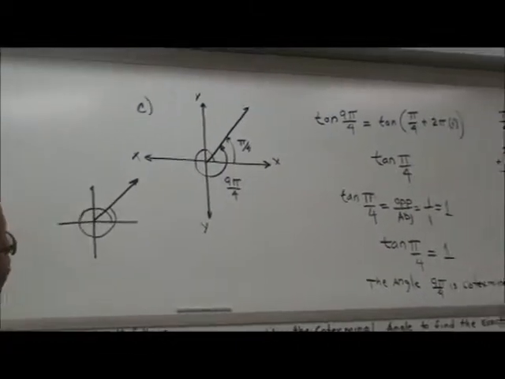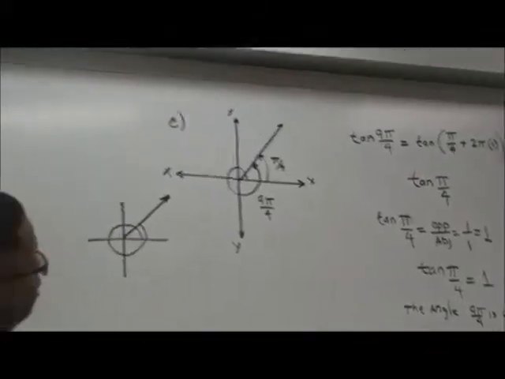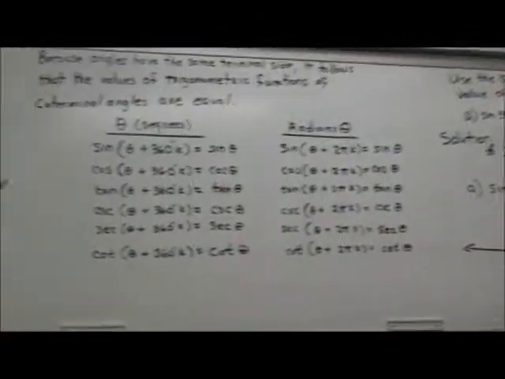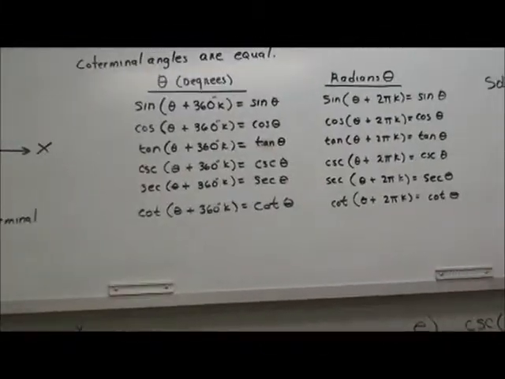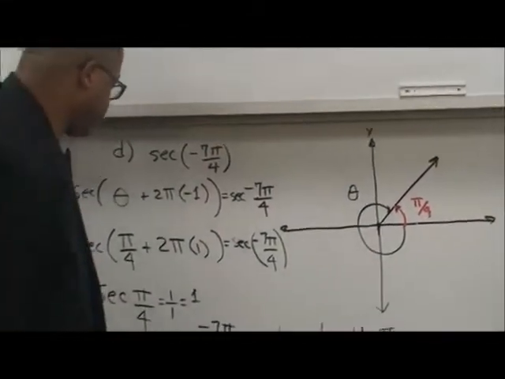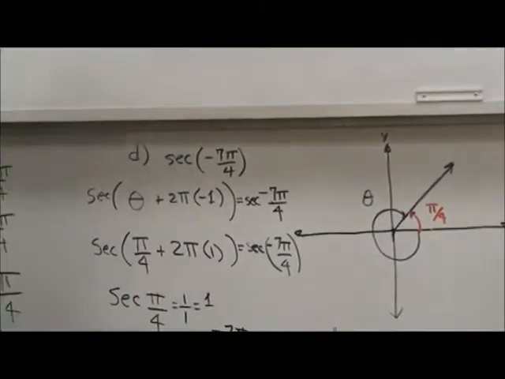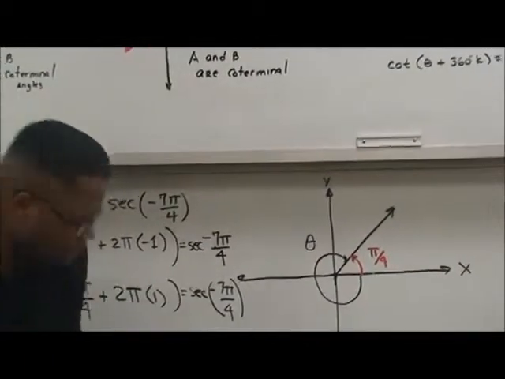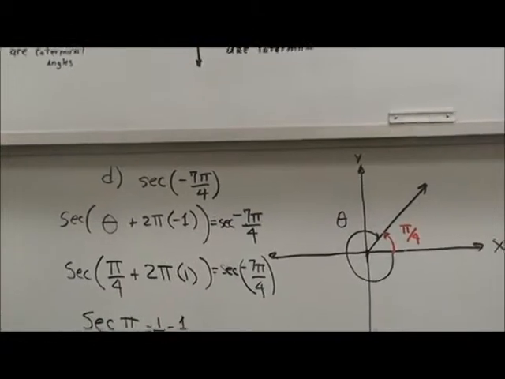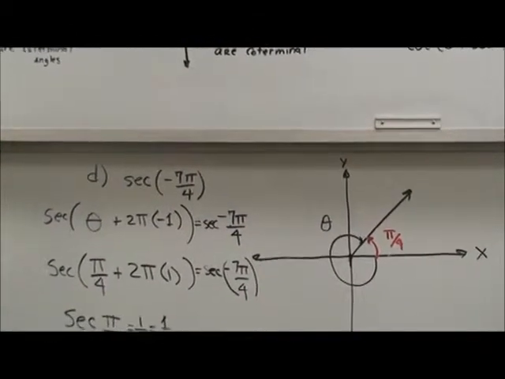Okay, so let's do one more problem. Let's do a problem dealing with secant. Secant of -7 pi divided by 4. We see this.